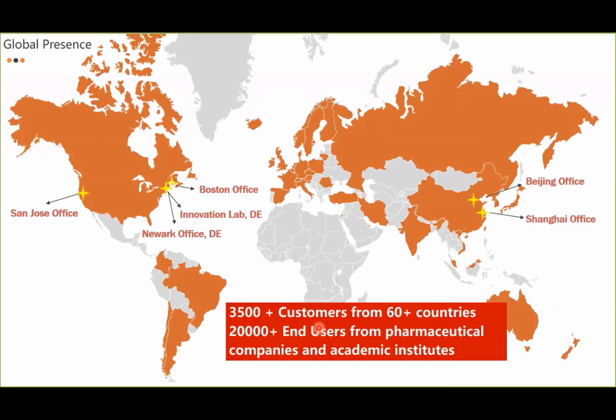AcroBiosystems has served over 3,500 customers from around 60 countries and reached out to 20,000 end users from pharmaceutical companies and academic institutes. Acro has established long-term collaboration with big pharma such as Pfizer, Novartis, Johnson & Johnson, and well-known academic institutes like NIH. To provide better service to end users, AcroBiosystems has set up 2 working places at Beijing and Shanghai in China, and 3 offices at Boston, Newark, and California in the US.